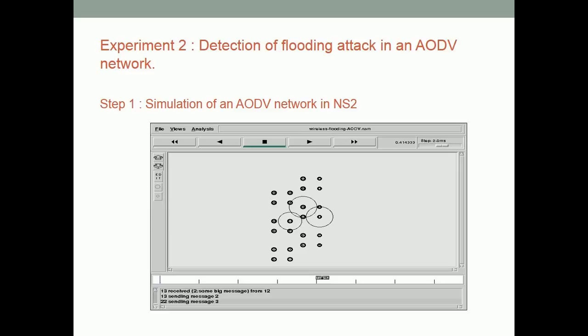Experiment 2 consists of detection of flooding attack in an AODV network. Initially, simulation of the network is done using NS2. Flooding attack in AODV is a type of denial of service attack, where the malicious node sends a large number of SYN requests to the target system in order to consume a large amount of resources, which makes the rest of the network unresponsive to legitimate traffic.